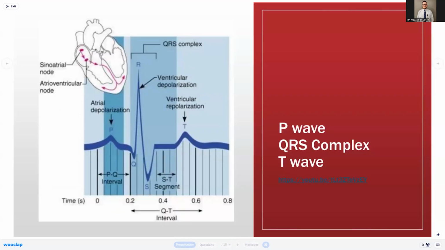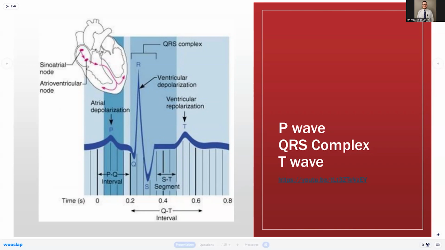So P wave, QRS complex, what is this? You want to have a general idea. If you looked at the study guide, you need to make sure to be able to define these. So be able to define what the P wave is, define a T wave, and talk about what some of these concepts mean. The P wave is atrial depolarization.